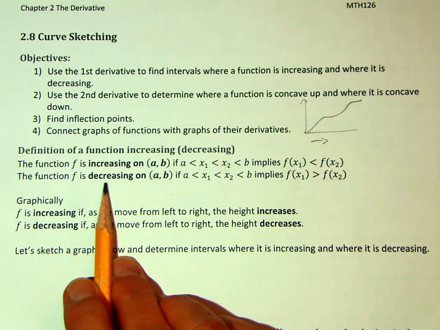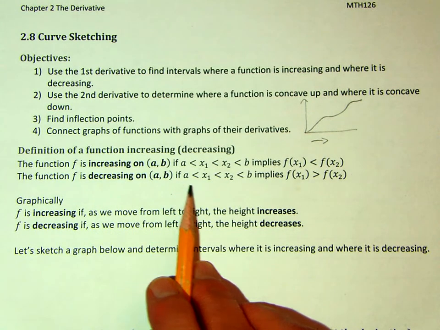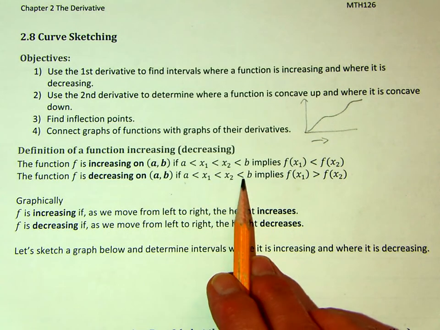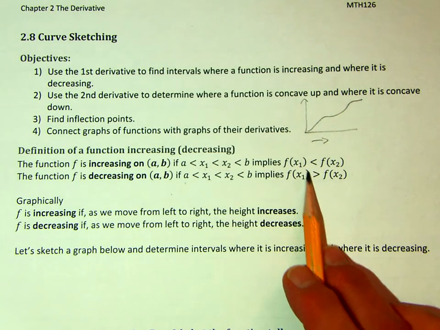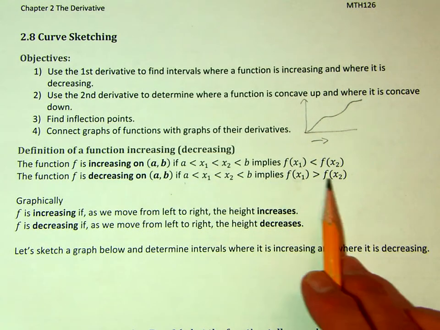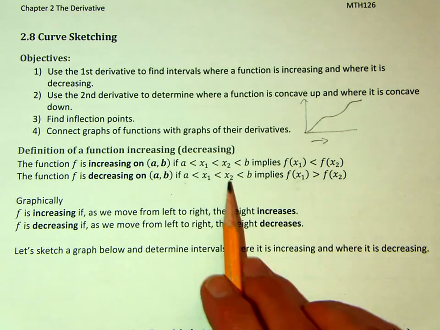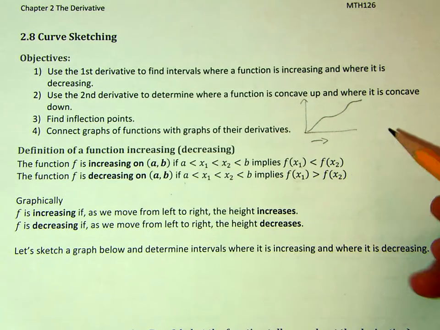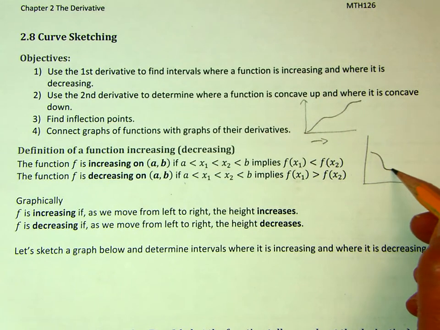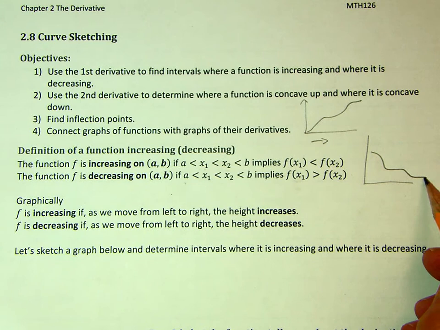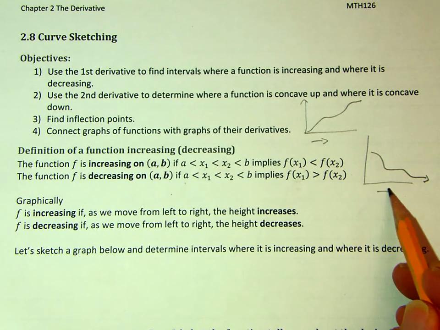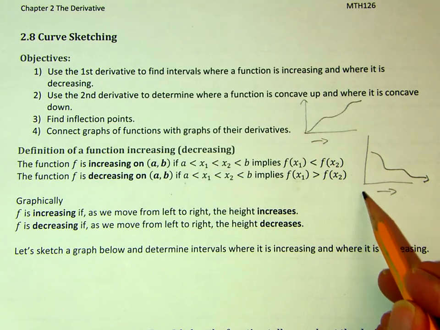The function f is decreasing on the interval from a to b if, for any 2 values of x between a and b, the function evaluated at the smaller value of x, that is to the left, is greater than the function evaluated at the larger value, that is the one to the right. So something like this. As x gets larger and larger, f of x is getting smaller and smaller.